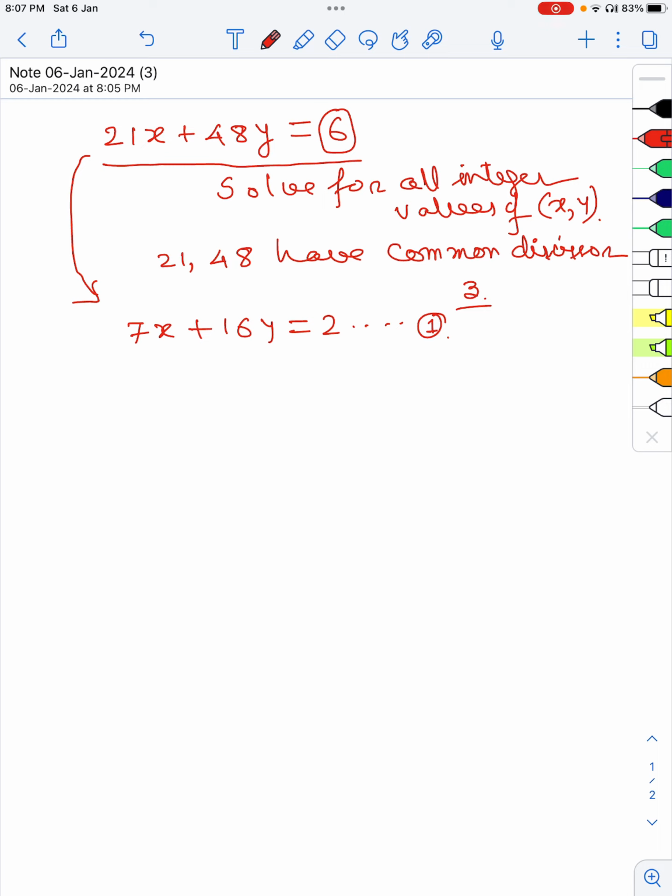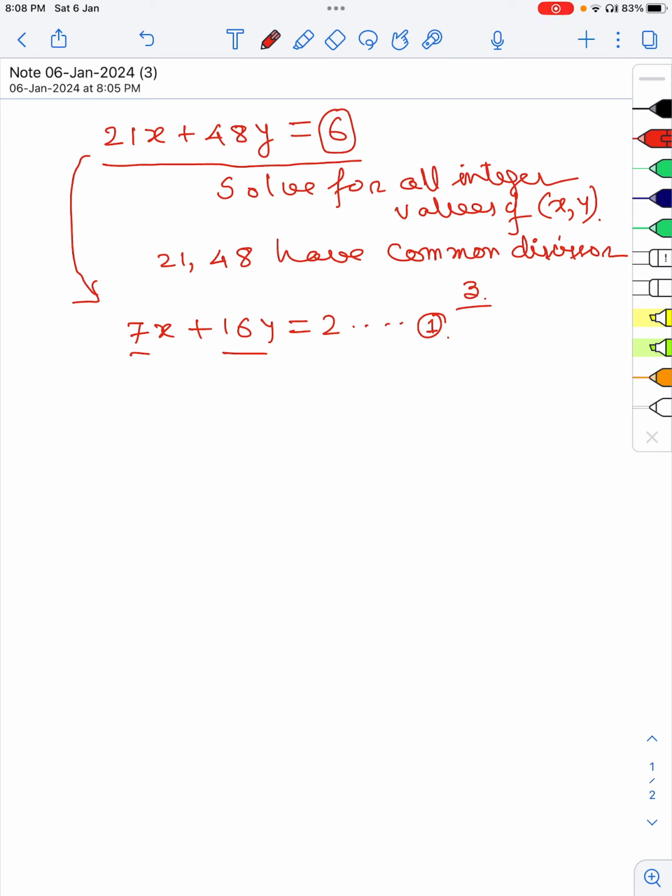See here, it is clear that in 7x plus 16y equal to 2, the coefficients of x and y are 7 and 16. These two numbers are co-prime to each other because 7 and 16 have no common divisor. So now we can easily find at least one integer solution of this equation, a value of x and y for which 7x plus 16y equal to 2 is satisfied.